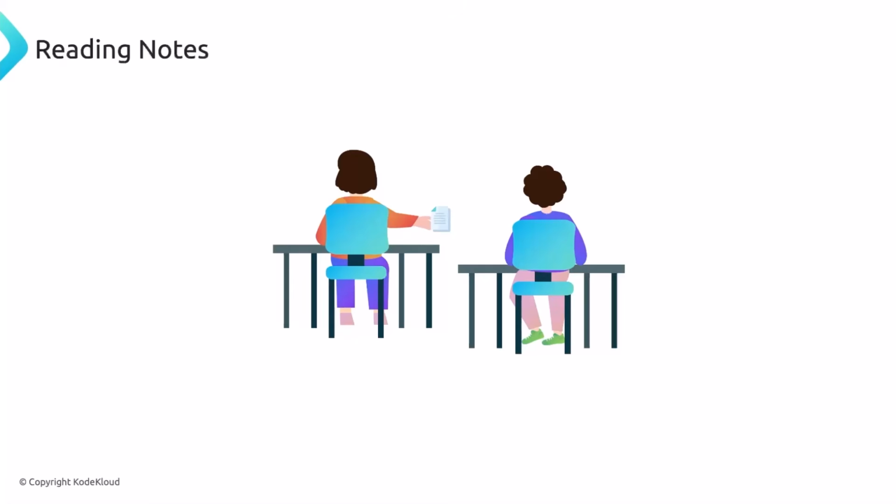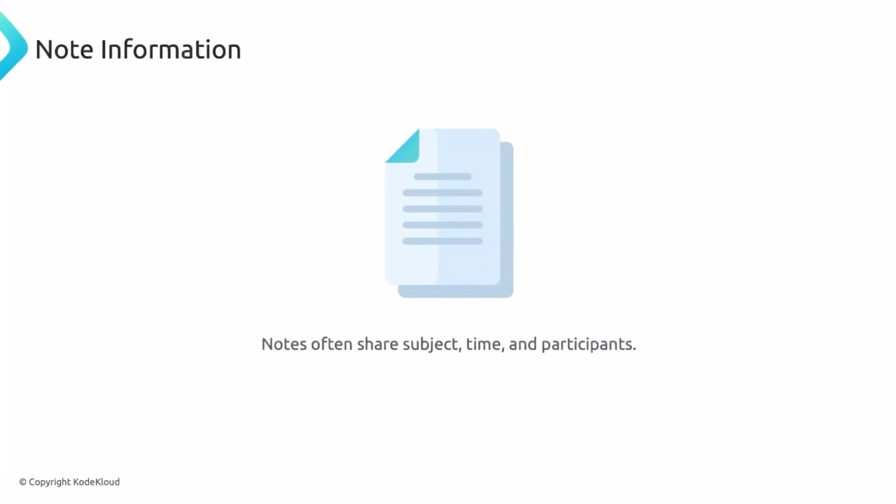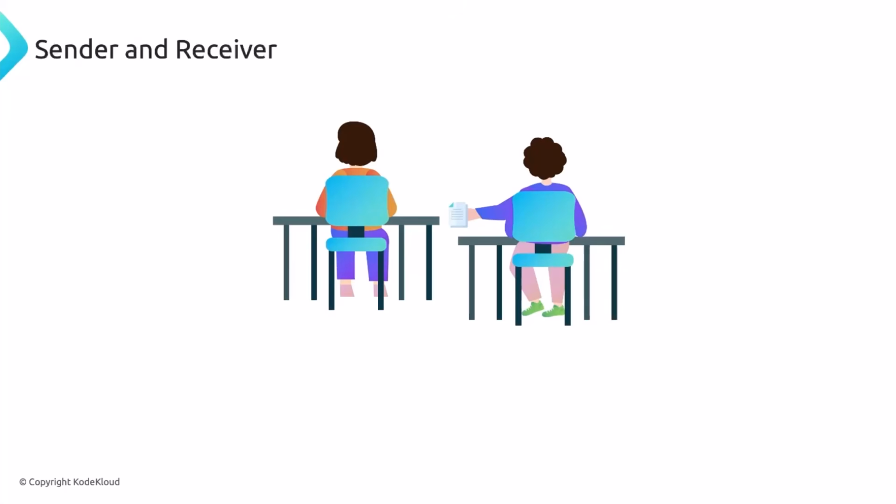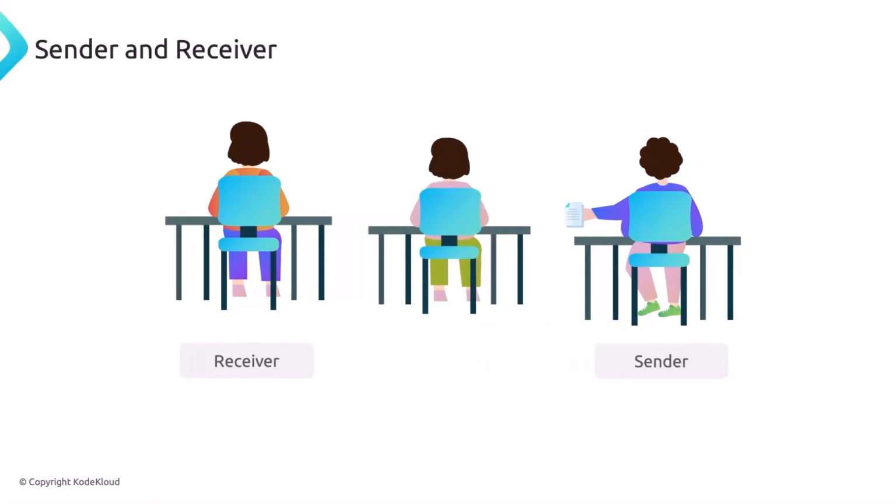So the way that would happen is you would open the note and read it, and these notes would have information like a subject, the time, and who's involved. Now, passing a note between two people is quite easy and straightforward, right? You know who the sender is, and you know who the receiver is, as the exchange is done between these two parties. Even between three people, as the middle person, you would simply forward the note to the receiver, right?